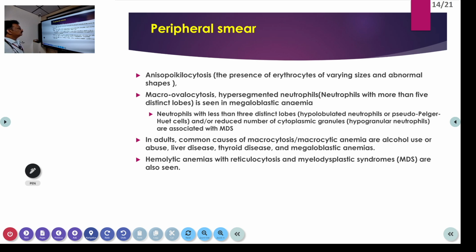Peripheral smear may show anisopoikilocytosis, erythrocytes varying in size and abnormal shapes, macro-ovalocytes, these are all abnormal cells, hypersegmented neutrophils. That is one of the classical findings you get in pancytopenia due to megaloblastic anemia. Neutrophils with more than 5 distinct lobes is in megaloblastic anemia. Neutrophils with less than 3 distinct lobes also can be seen.